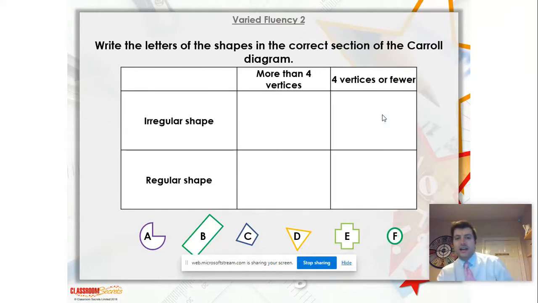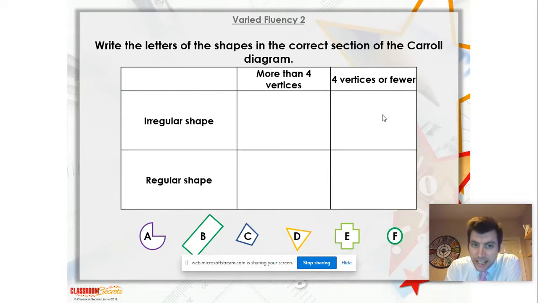Okie dokie, guys. Here we've got 6 shapes, A, B, C, D, E, and F. And your job here is to try and sort again. So you can see horizontally we've got an irregular shape written. So that means that all of the sides are not equal, or all of the angles are not equal within the vertices. And then we've got regular shape. Now, a regular shape is something like a square, where all the sides and all the corners, the angles, the vertices are equal. Okay, so it's got 4 equal sides.